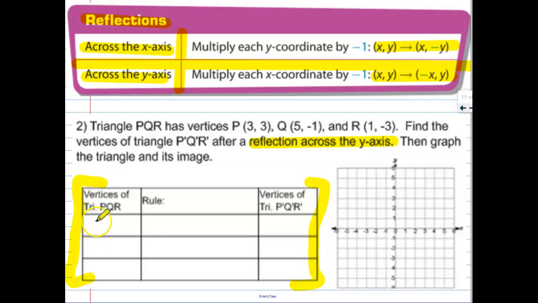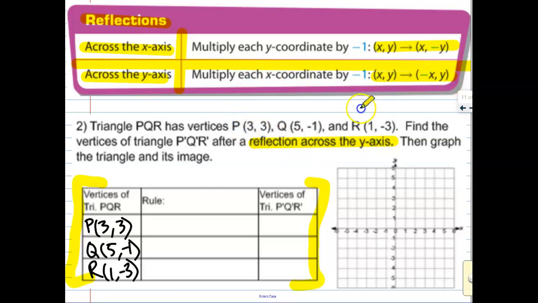Okay, so let's jump in. So we have triangle PQR. So P is 3, 3, Q is 5, -1, and R is 1 comma negative 3, like that. And we want to reflect it across the y-axis. So since it's the y-axis, we're actually going to mess with the x.